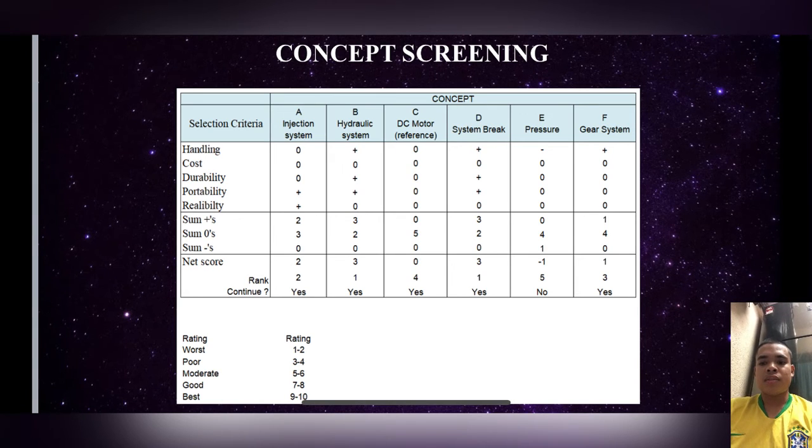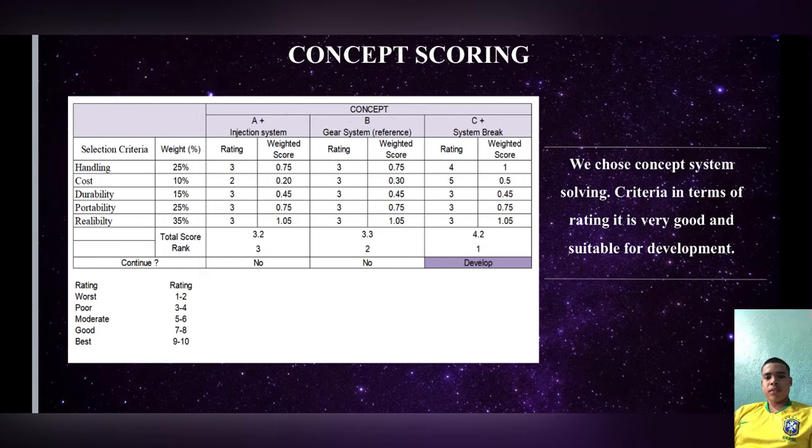After concept screening, we choose the top 3 rankings to transfer to the next step, concept scoring. Next, concept scoring, we choose 3 mechanisms: the injection system, gear system and brake system. We choose the gear system as the reference to compare with the injection system and brake system. After we compare, we get the total scoring ranking. Injection system is the last ranking with a total score of 3.2, the second place is gear system at 3.3, and the first ranking is brake system at 4.2, and then we choose the brake system to develop.